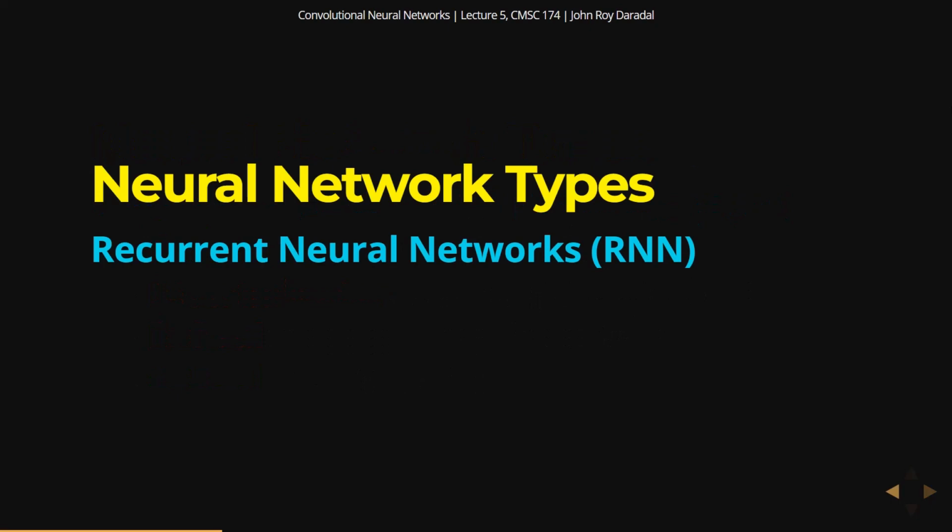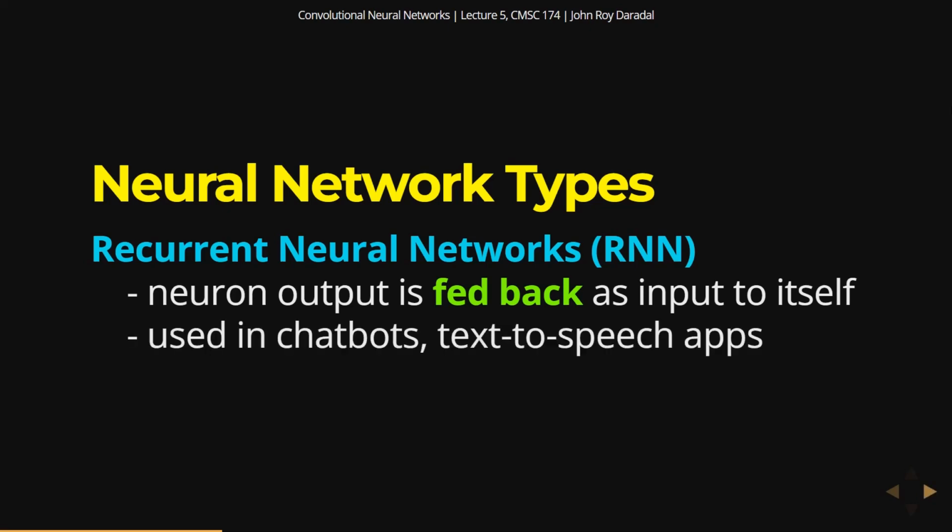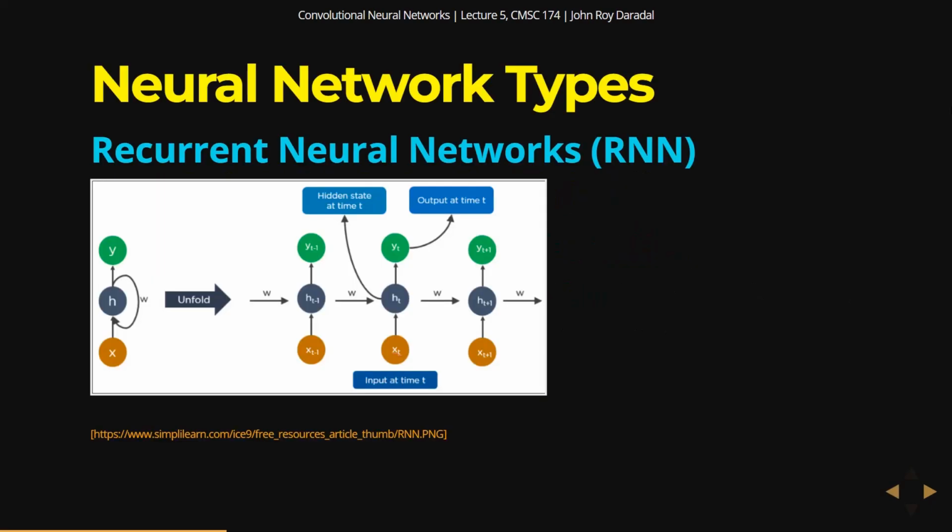Okay, next we have something called the recurrent neural networks, or RNNs. So this is when your neuron output is fed back as input to itself. Okay, so that's why it's recurrent, because you loop the output back as an input. So this is used in chatbots or text-to-speech apps. So it kind of looks like this.